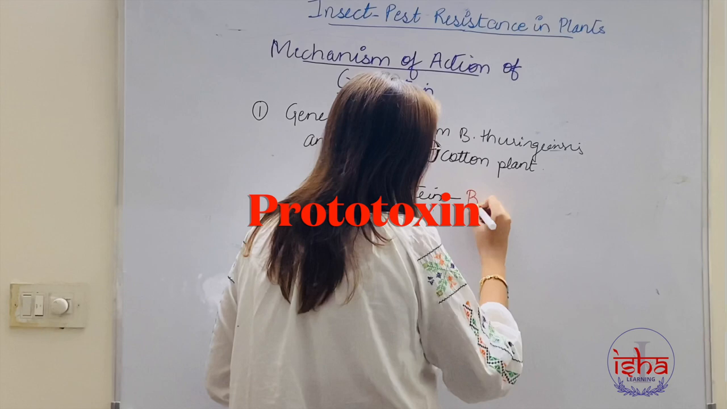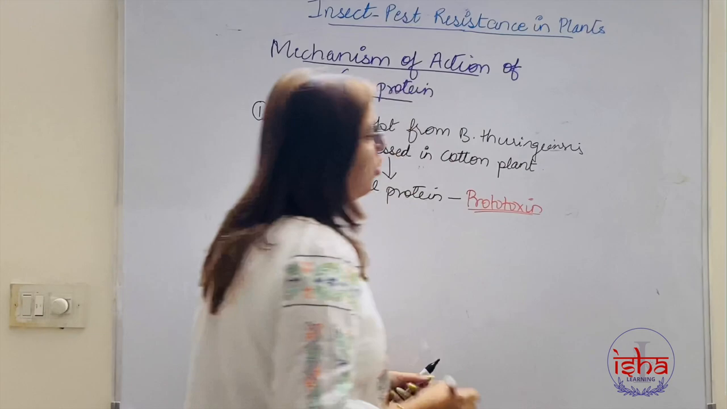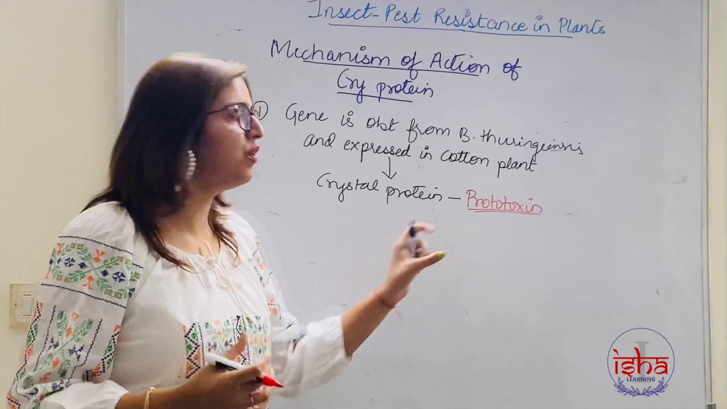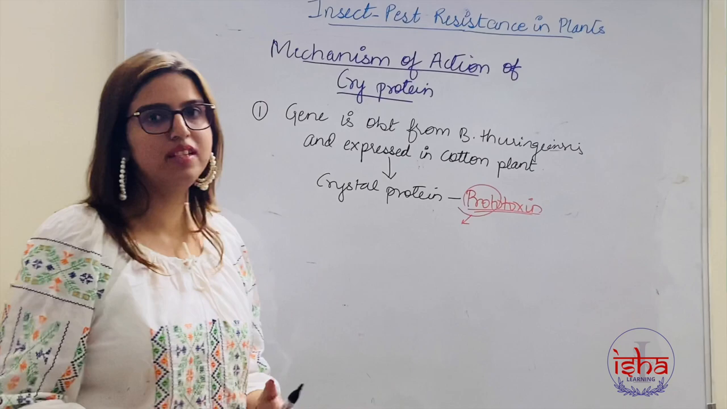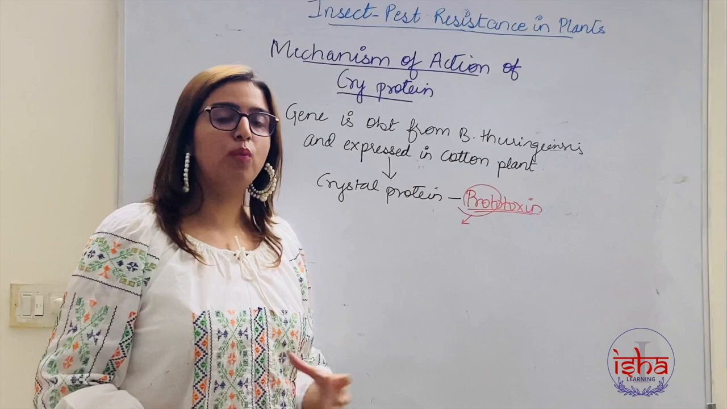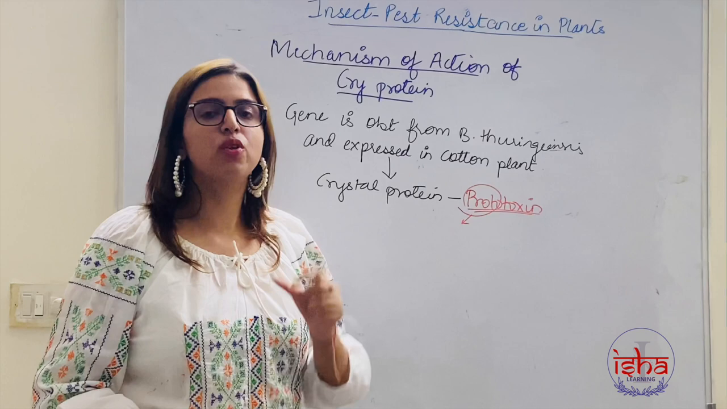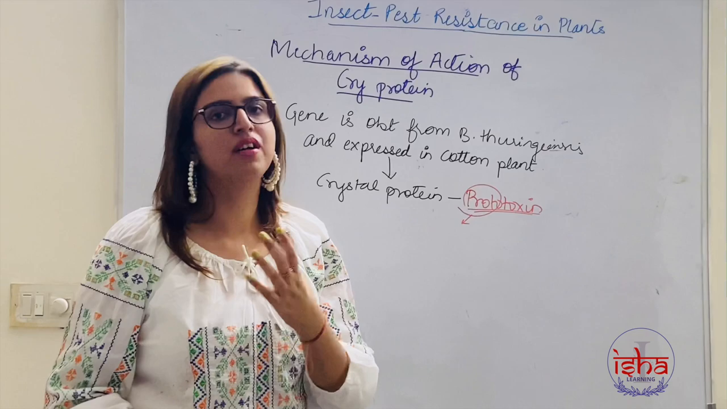See guys, to understand any word, we need to break it down into its components, and mostly it tells me what the word means. Proto means primitive, and toxin, because this is an endotoxin. So the toxin in its inactive form will be called the prototoxin. Protozoa: zoa means animals, proto means primitive animals. So this is the prototoxin, produced in an inactive form.